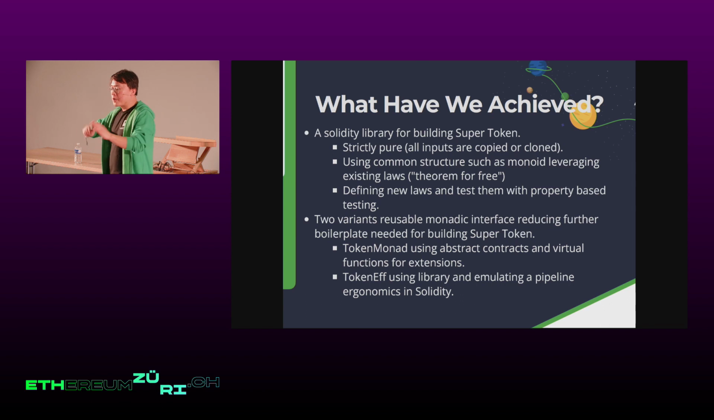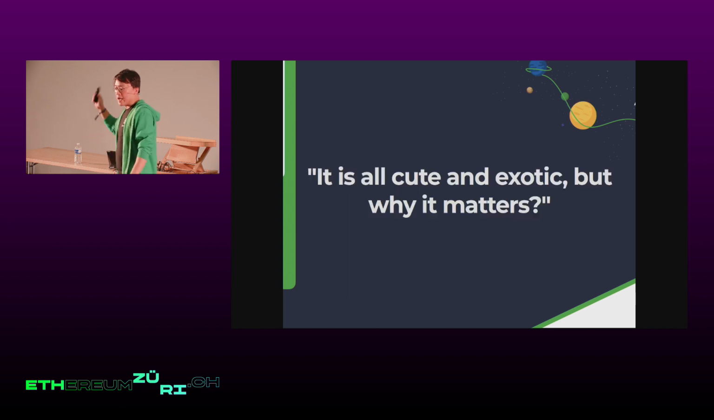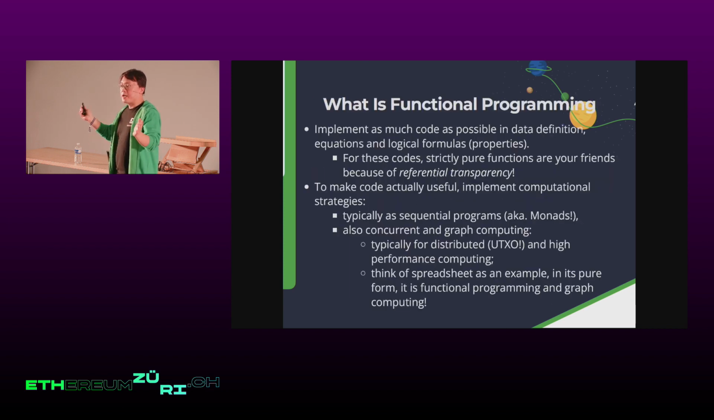So what have we achieved? We now have a Solidity pure function library for implementing the token. Now we have two variants of the interface for reusing that code. Why it matters, I'm going to jump real quick because people are waiting. What is functional programming? It's really about implementing as much code as possible using data definitions, equations, and logical formulas. And to make code actually useful, I need the computation strategies, right?